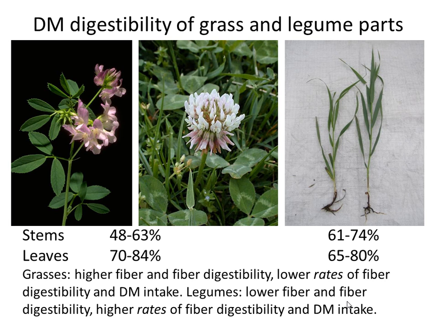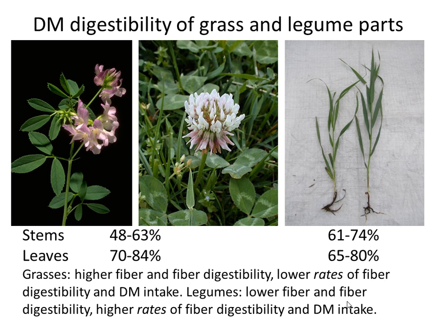So let's look first at just the legumes here. We've got an alfalfa, we've got a white clover. And let's think about within legumes, what's happening with stems versus leaves? What's the relative digestibility of these different parts? Does it matter which parts they're eating?